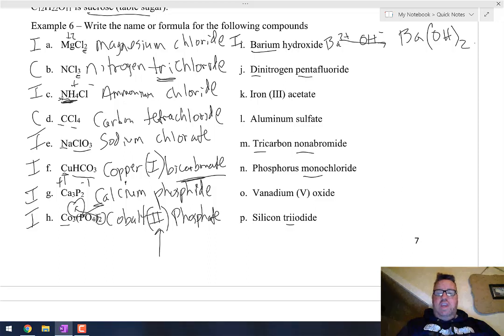Okay, letter J, dinitrogen. It means that there are 2 nitrogens. And then pentafluoride, so that's fluorine. And penta means 5. That's all there is to those covalent ones.